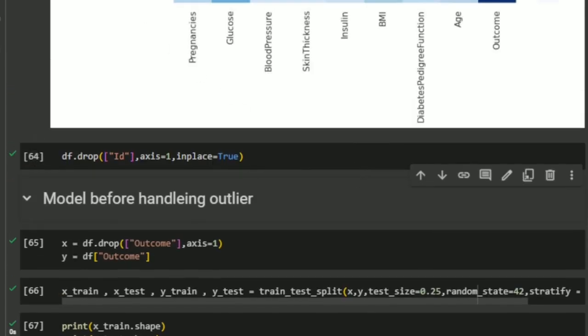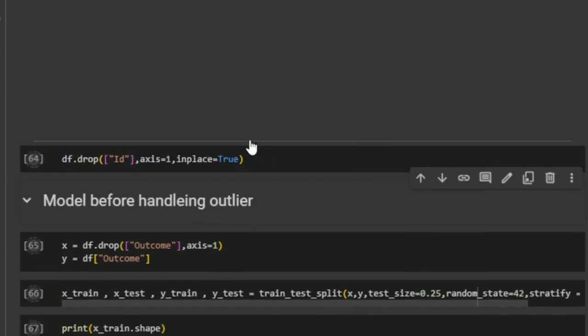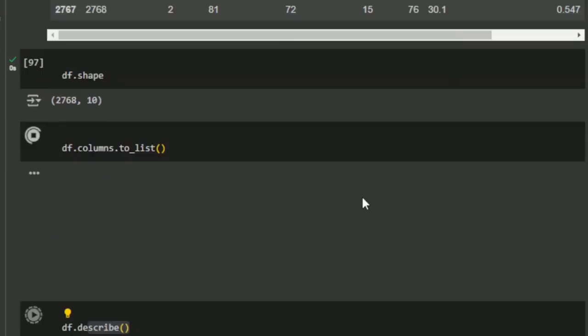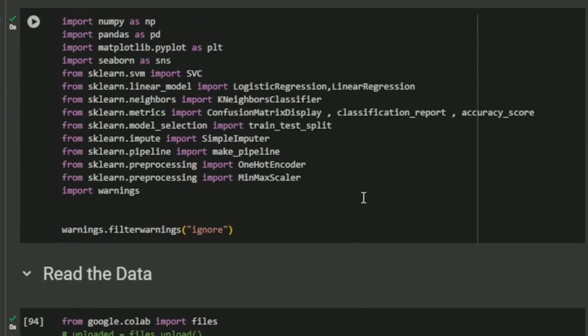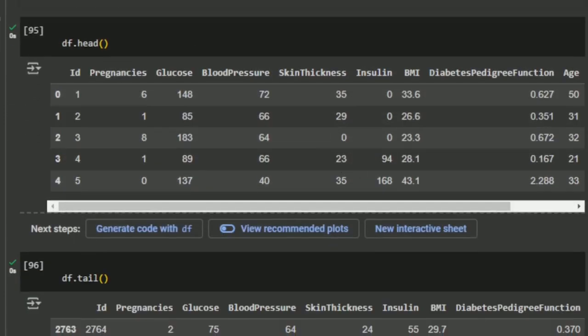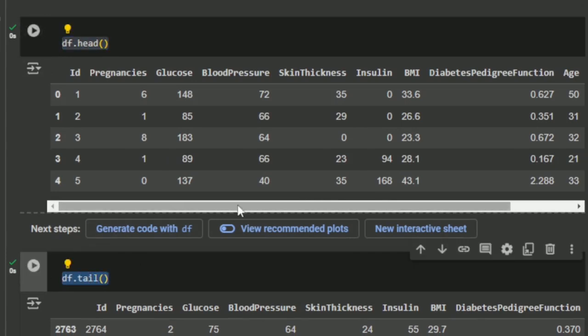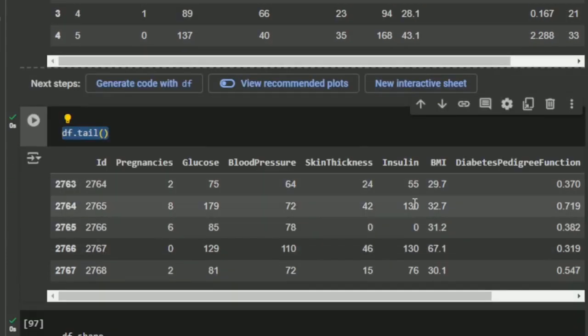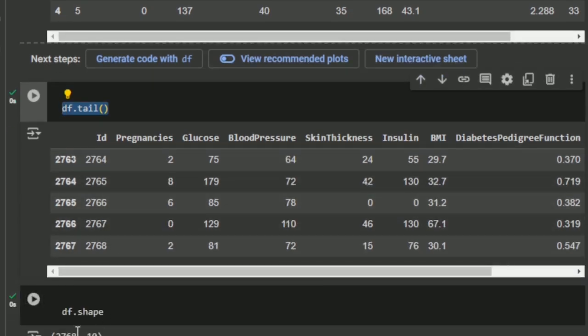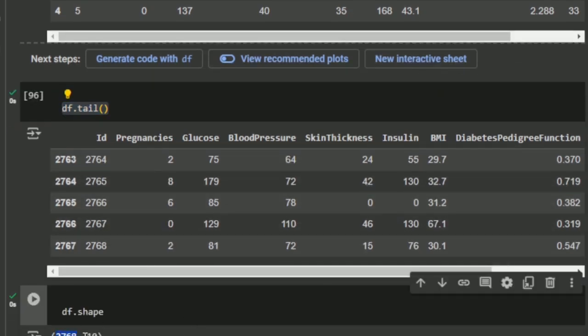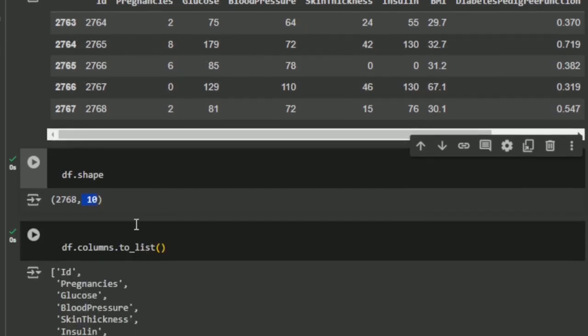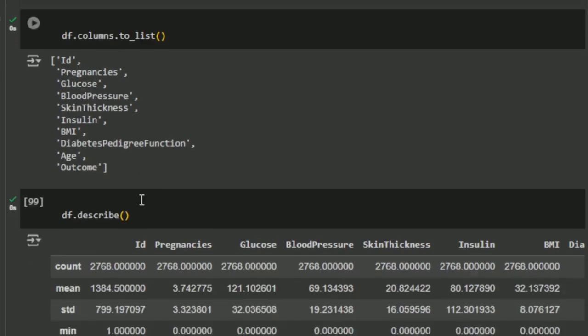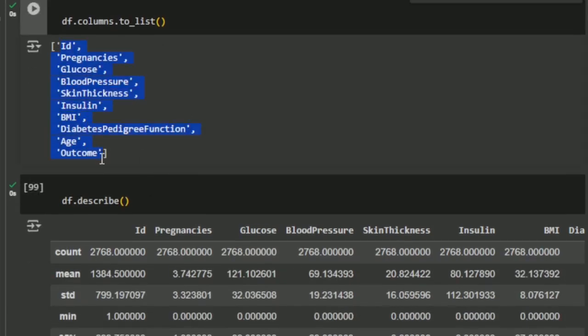Our first step in pre-processing was conducting an exploratory data analysis, or EDA. We began by examining the first and the last few rows of the dataset to get a feel for the structure and values. The dataset contains 2,768 records and 10 columns, including features like pregnancies, glucose, insulin levels, and outcome, which indicates whether or not a patient has diabetes.